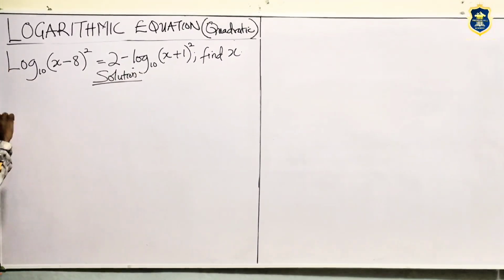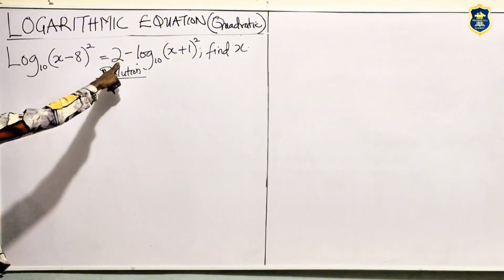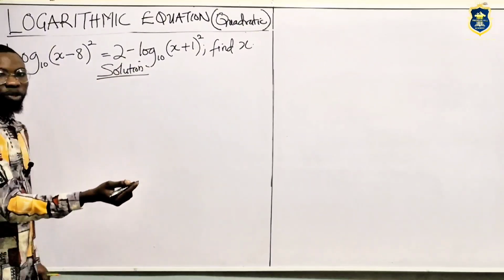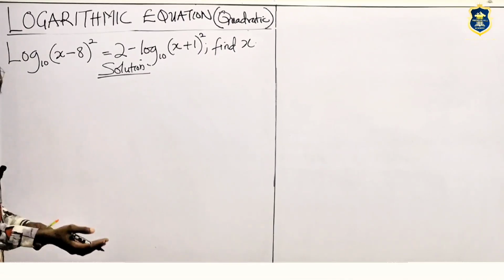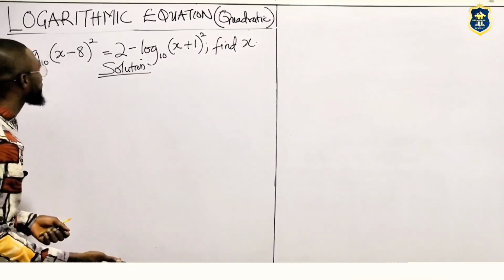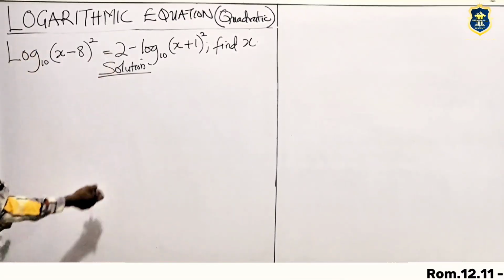How? Look, if we have 2 here, what do we do? We introduce our manipulation strategy, right? That is by involving log to the base 10 of 10, because log to its own base should give me what? Give me 1, and that 1 times 2 will give us 2 here.